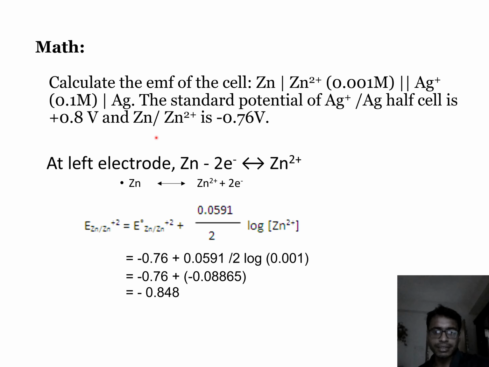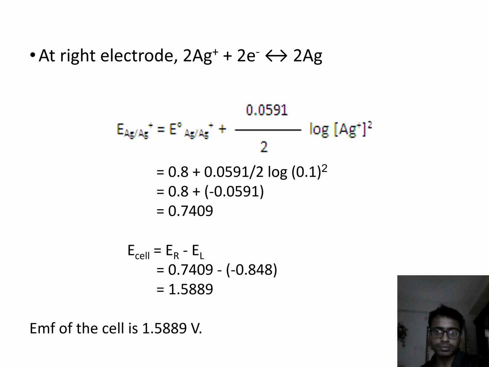So here a math example has been shown. Go through this. I think you can easily perform the math. Just put the values here. All of the values here have been given. Always keep in mind which one would be the anode and which one would be the cathode. The anode always would be the faster one. So this is the one which would be used as anode, and the equation is E right minus E left. I think you can easily do this math. So EMF is positive. That means yes, the reaction is feasible.